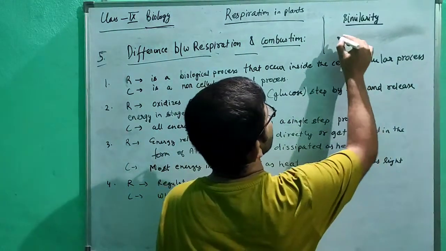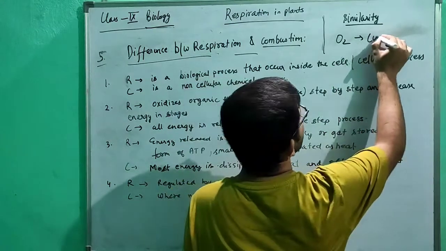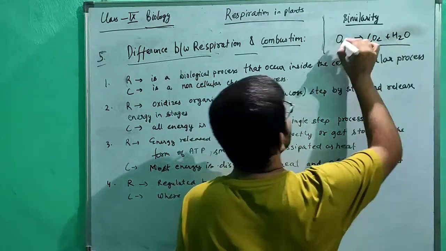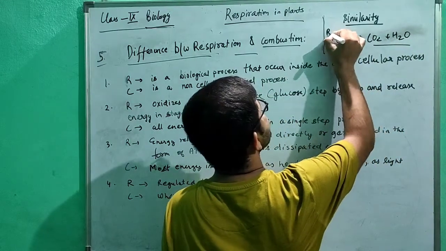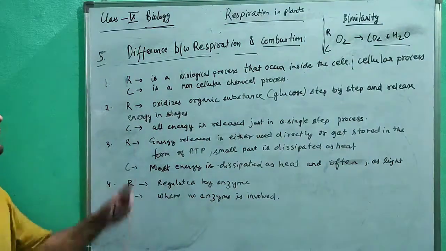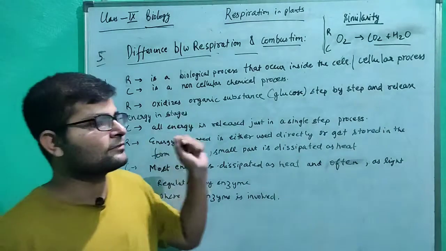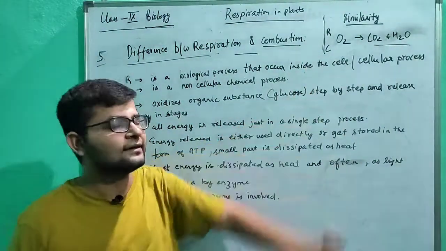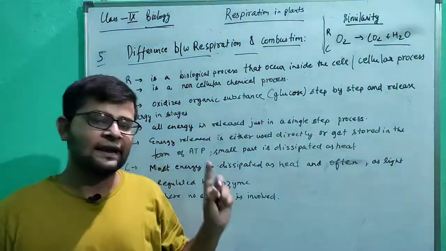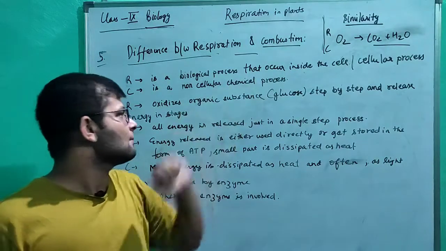In both processes, oxygen is used and carbon dioxide and water are released, whether it is respiration or combustion. Now let's talk about the difference. Respiration is a biological process, that is it occurs inside the cell, whereas combustion is a non-cellular process, that does not occur inside the cell, and it is a chemical process.